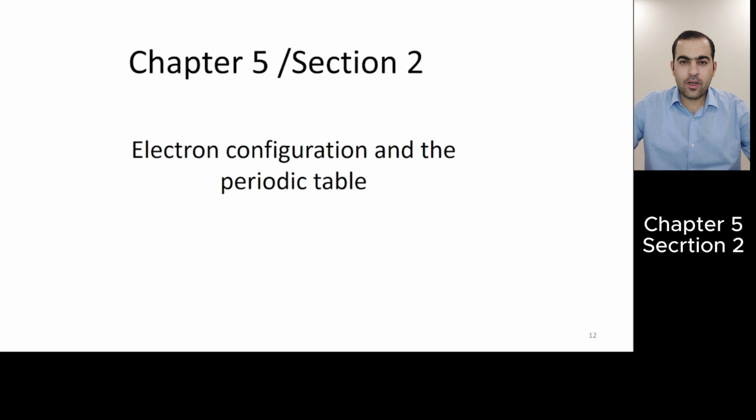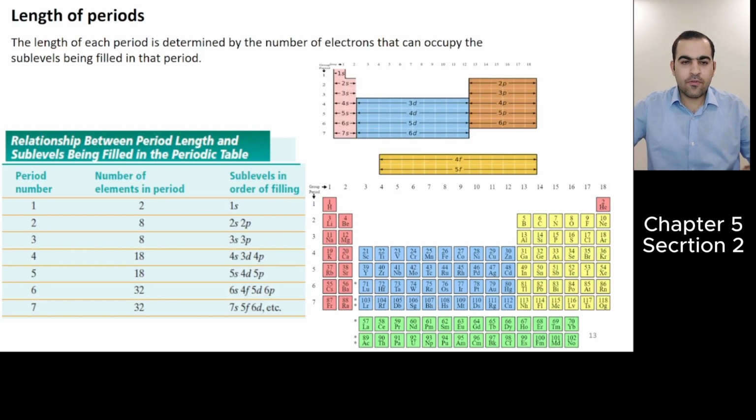Today we're going to talk about chapter 5 section 2, electron configuration and the periodic table. Actually there is a big relation between electron configuration and the periodic table. So this section is all about that relation. Okay, the first relation is length of period.